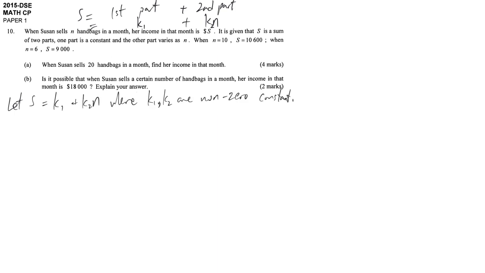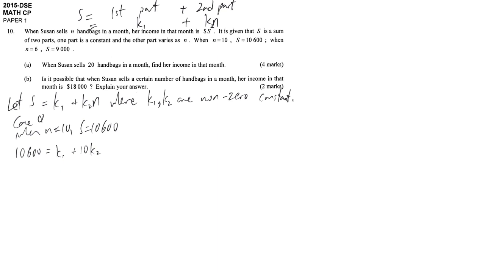k1 and k2 are non-zero constants, because without this condition, when one is zero, it may be contrary to this statement. So they say that we have case 1. When n is equal to 10, then s will equal 10,600. So we just plug it in. Replace s by 10,600, and n by 10.